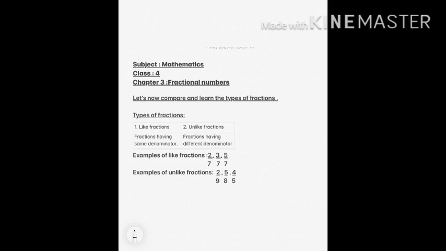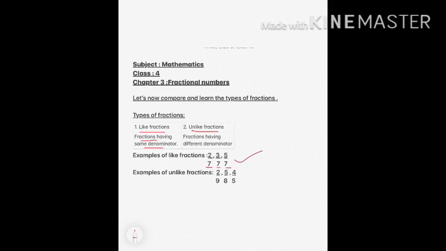So here, like and unlike fractions, the first two fractions are reverse of each other. First is like fraction and then unlike fraction. Fractions having the same denominator are called like fractions. As you can see in the example here, 2 upon 7, 3 upon 7, 5 upon 7, each having the same denominator. Okay, so you understood now?